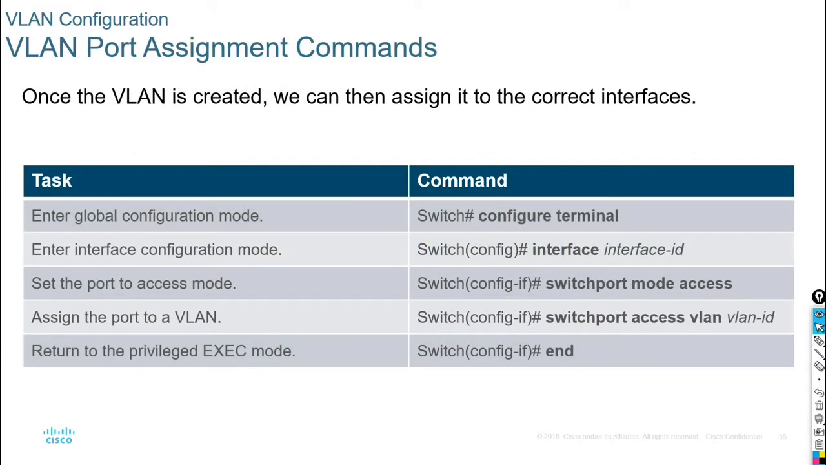So once the VLAN is created, we can assign its correct interfaces here. Any device connected to the port will be associated with the VLAN. We give the interface ID and switch port access VLAN 20. The switchport mode access command sets the port to access mode, and switchport access VLAN ID assigns the port to the VLAN.